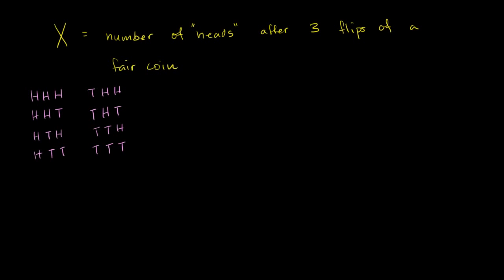So let's think about what's the probability. There is a situation where you have 0 heads. So what's the probability that our random variable X is equal to 0? Well, that's this situation right over here where you have 0 heads. It is 1 out of the 8 equally likely outcomes. So that's going to be 1 over 8.